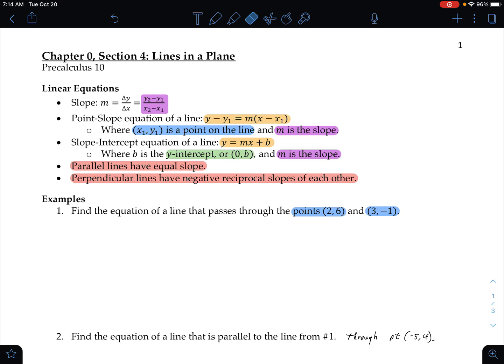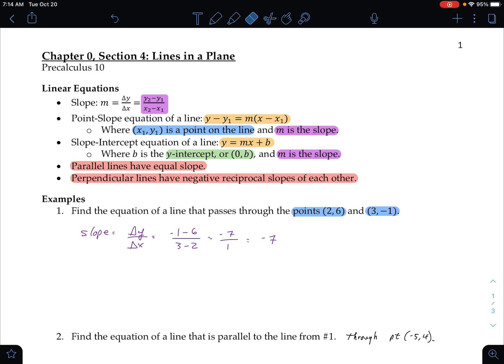Before I do anything else, if I don't have any line to go off of, I need to find the slope between those 2 points. That's very vital, right? Both of our equations of lines need slope. So we start with my formula, change in y over change in x. And for us, negative 1 minus 6, and then we have 3 minus 2. When we do that subtraction, we get negative 7 over 1, which is just negative 7. So now we have our slope.